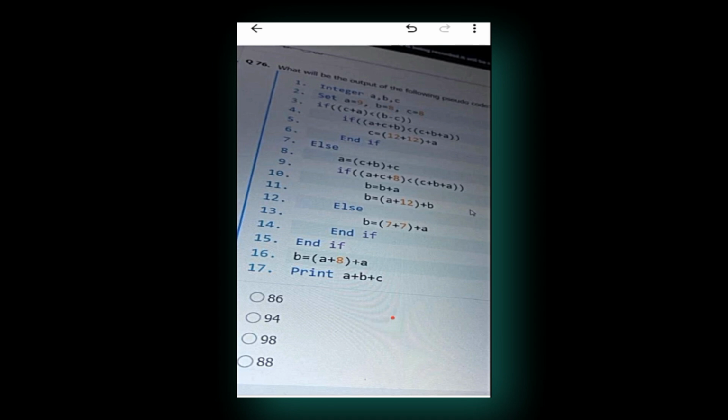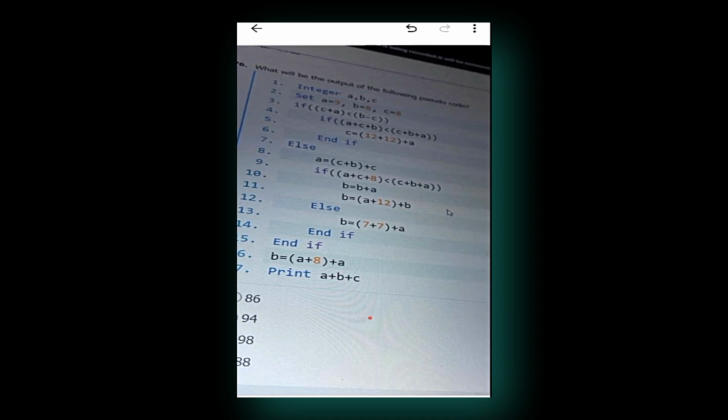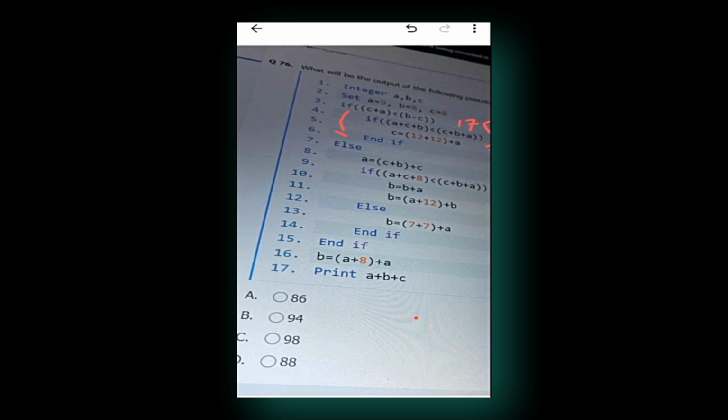So C plus A less than B minus C. So check it. C plus A means 8 plus 9, that is 17. Is this less than B minus C? B minus C means 8 minus 8, 0. So this is not lesser than 0, right? So this becomes false. So we'll directly jump to the else block and this part is being ignored, right?